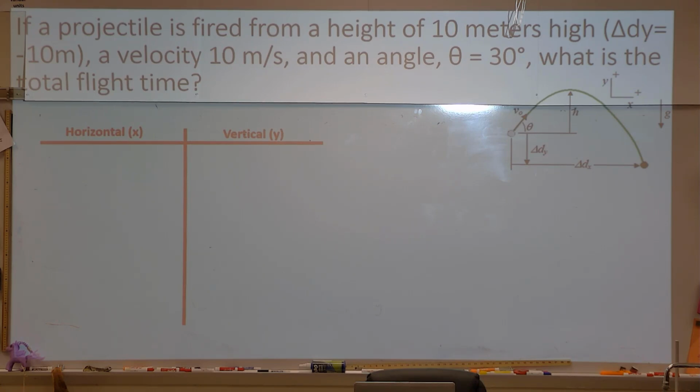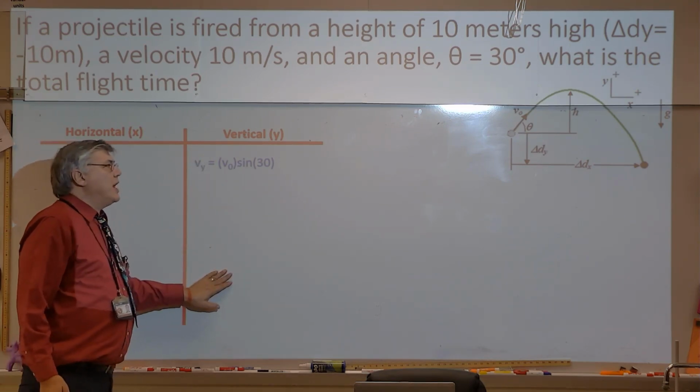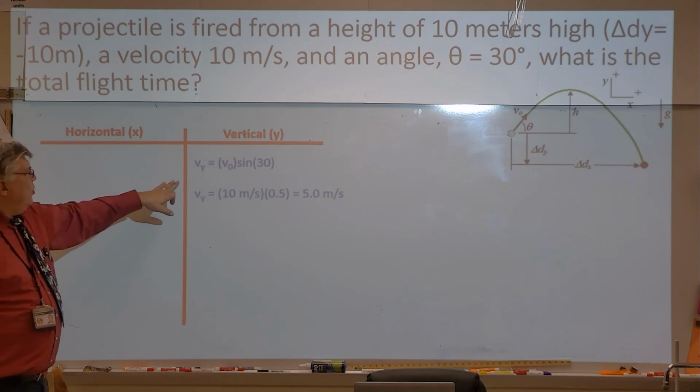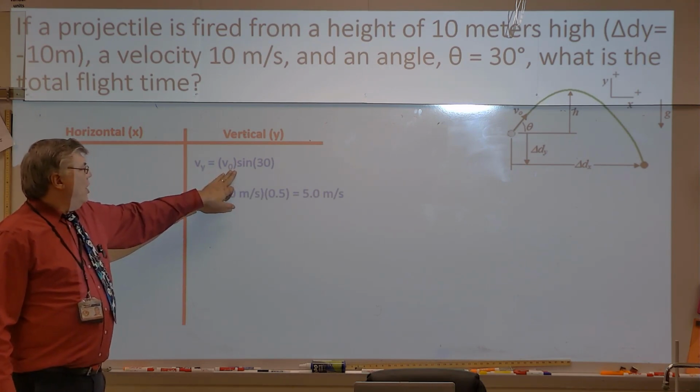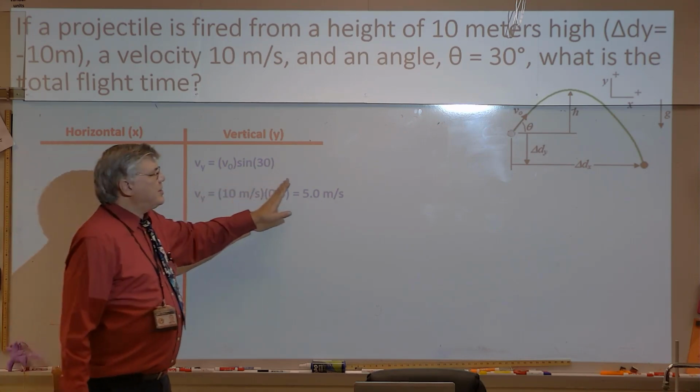A projectile is fired from a height of 10 meters at a velocity of 10 meters per second and an angle of 30 degrees. What's its total flight time? So we're going to do all of this stuff on the vertical side. First of all, we need to solve for the vertical velocity.